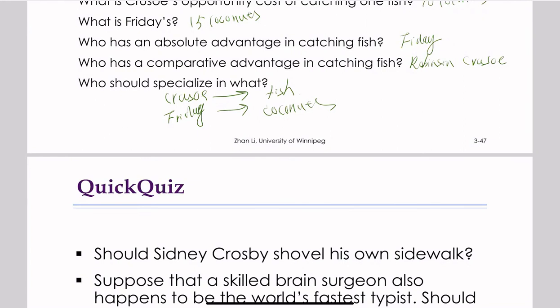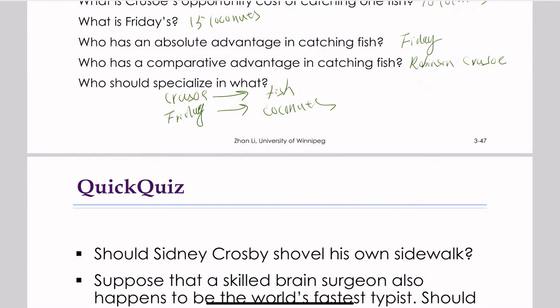Basically, if a person has a lower opportunity cost in producing some product, then we would say this person has comparative advantage in this product. So this implies specialization, right? That is, we want the person with a higher comparative advantage to focus on producing a certain product.